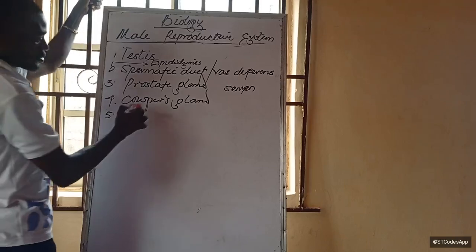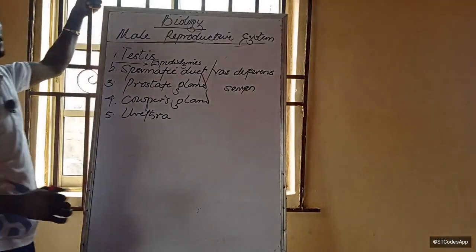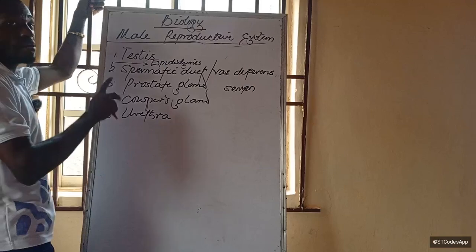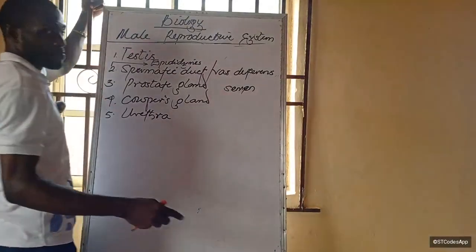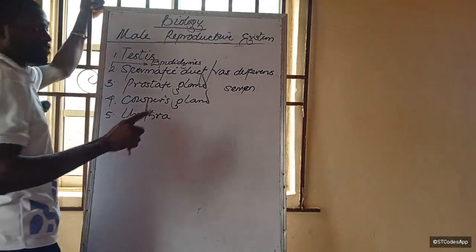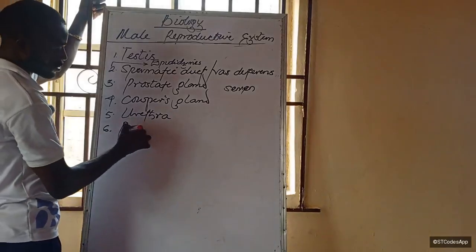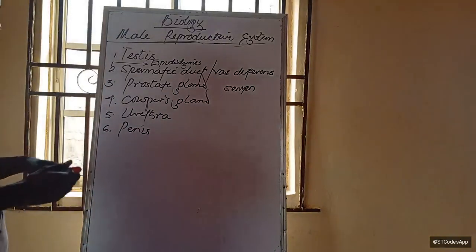Then of course you should show the urethra. The reason why the urethra is very important is because it serves a dual function in the male. It is in the reproductive system and it's also in the urinary system, so it's acting as an outlet for both urine and the sperm. Then the last, you must show the entire external genitalia called the penis.